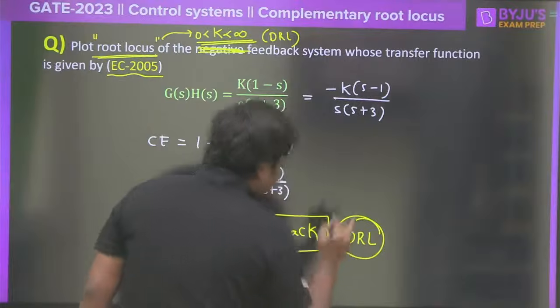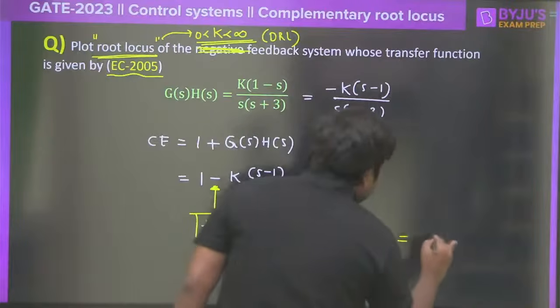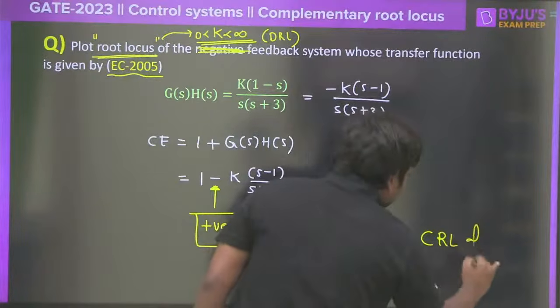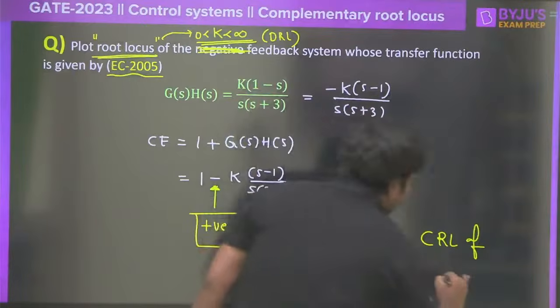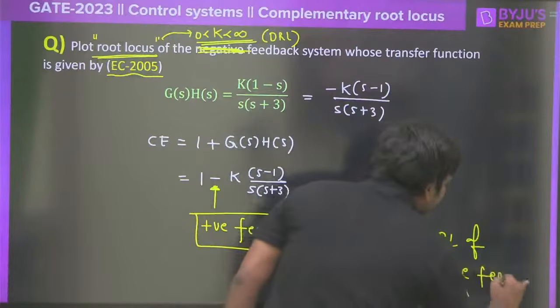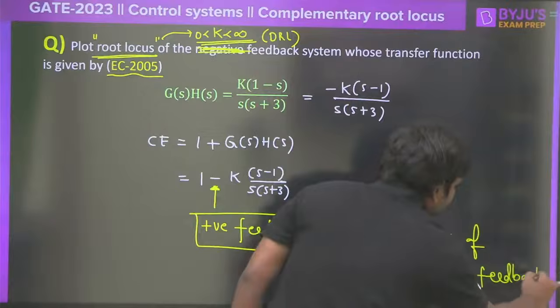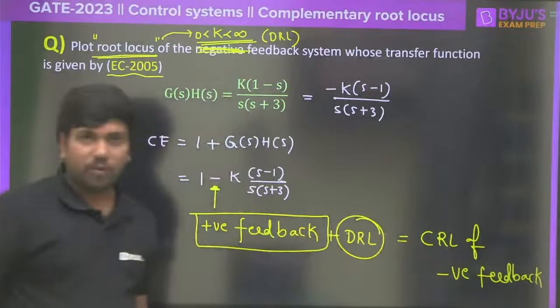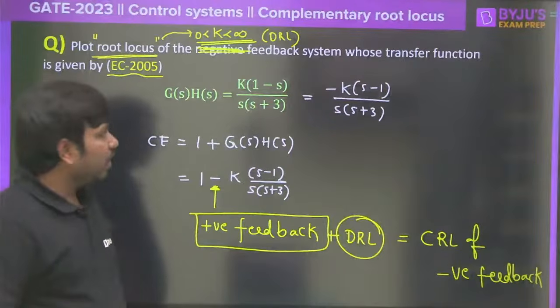For positive feedback, direct root locus is actually nothing but the complementary root locus of negative feedback. Already we have done this one, right? We have solved this question. Complementary root locus of negative feedback. Where is it? Do you have that? Yes, we have that one.